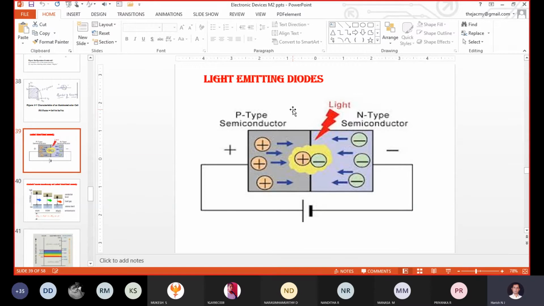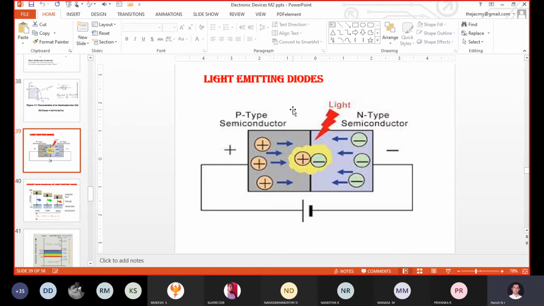Correct? So from this discussion, one thing we got to know: if we are using an energy gap less than 1.8 electron volt, it will radiate radiation, but that radiation is not in the visible light range, correct?